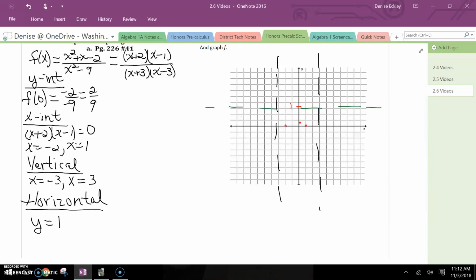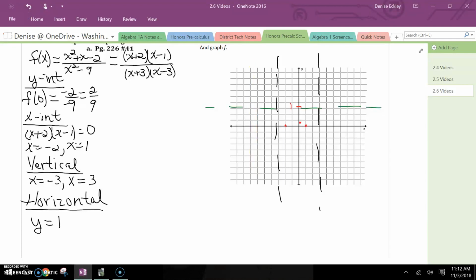So now we have to fit the graph in these sections. If you notice, there's a division here, there's a division in here, and there's a division here based on the vertical asymptotes. But we also have it divided according to the horizontal as well. So we have to decide if we are above or below that horizontal asymptote for each section.